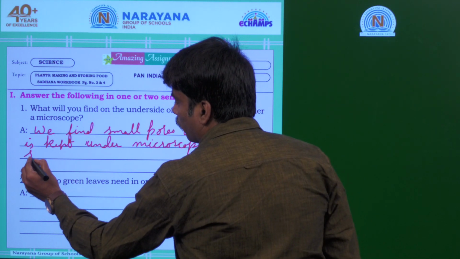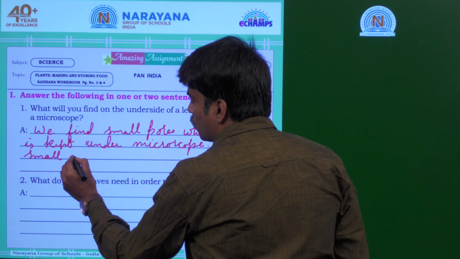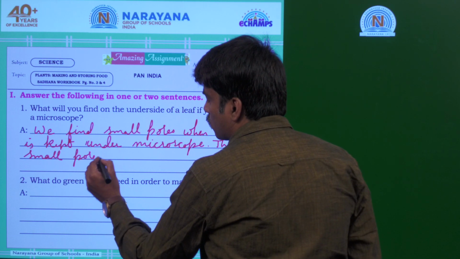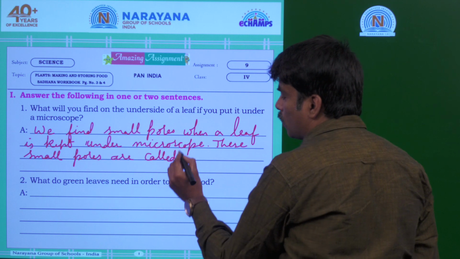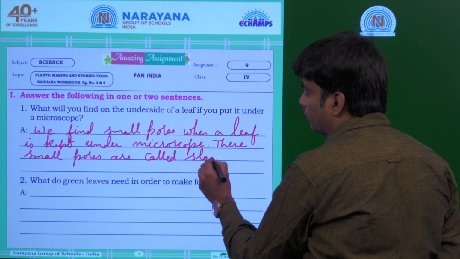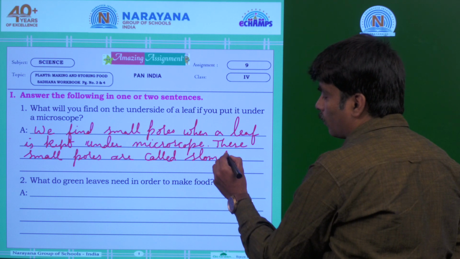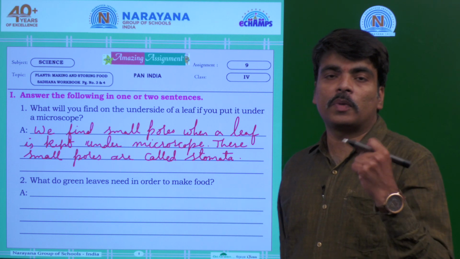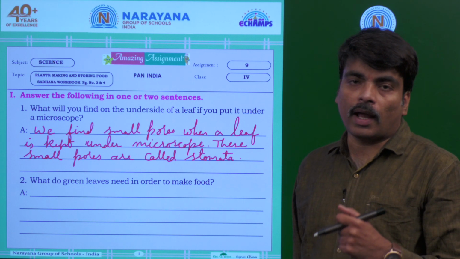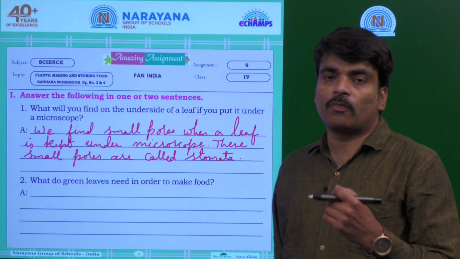These small pores are called stomata. What do the stomata do? Stomata absorb the carbon dioxide from the air and help in the process of making food.